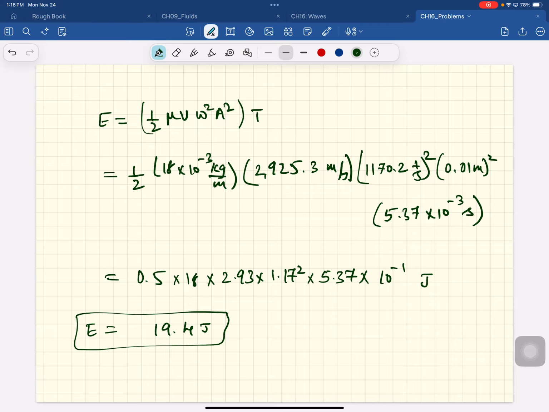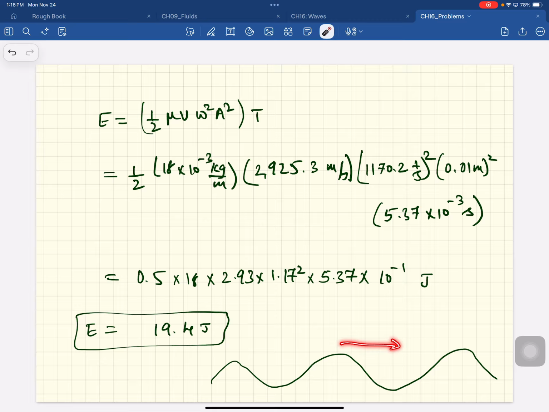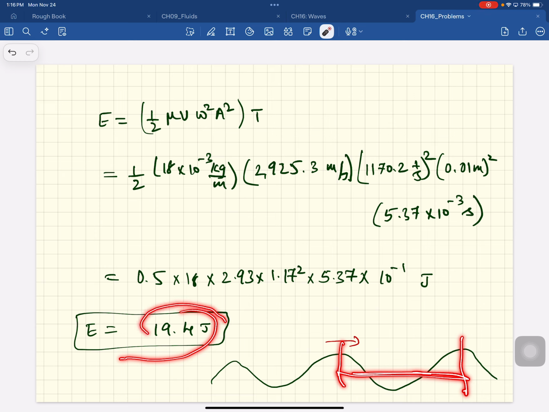So about 20 joules. So what we have found is, you saw that when you send a wave down a medium, what the disturbance is carrying is energy. What is being carried is energy. And what you're saying is, this much of the wave is carrying 20 joules of energy.